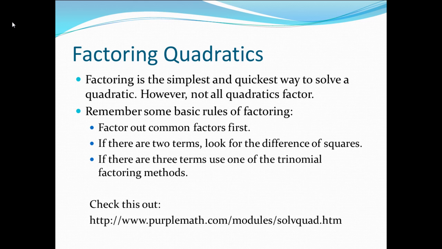When we are given a quadratic that is not already factored, we will need to factor it. Factoring is the simplest and quickest way to solve a quadratic, but do remember that not all quadratics will factor. Some basic rules when we are factoring anything is to always first look for greatest common factors. If there is one, go ahead and take it out. Then look at the number of terms that you have. If you have 2 terms in your quadratic, look for the difference of squares. If there are 3 terms in your quadratic, try to factor using some of the basic trinomial factoring methods.